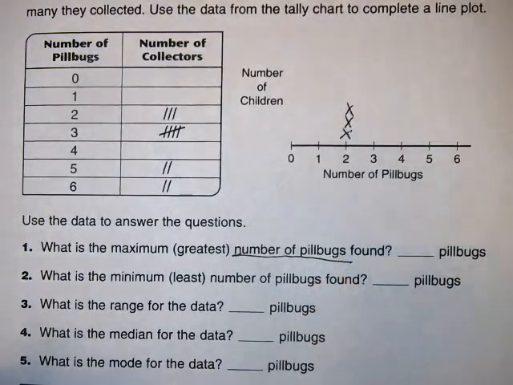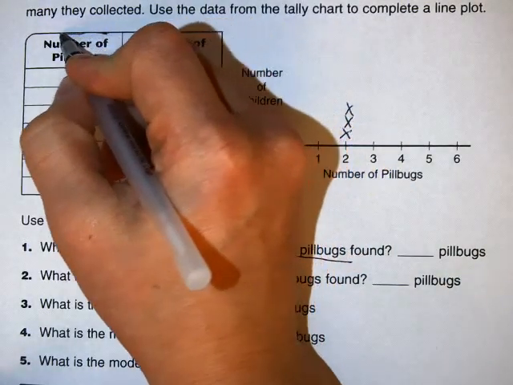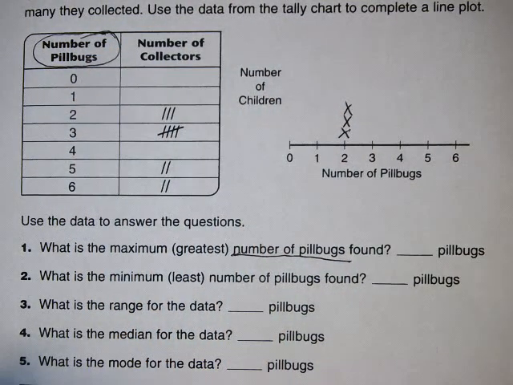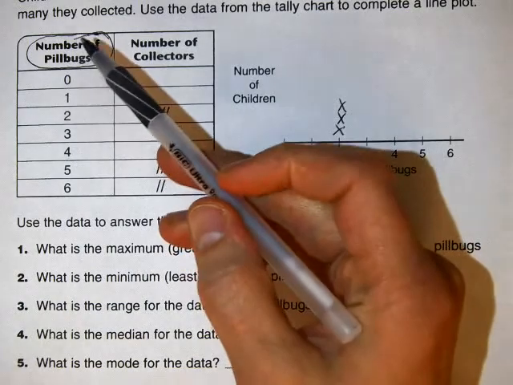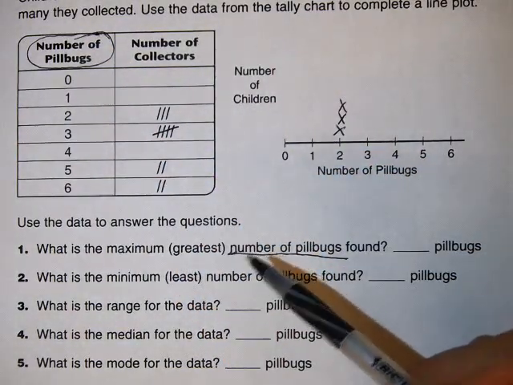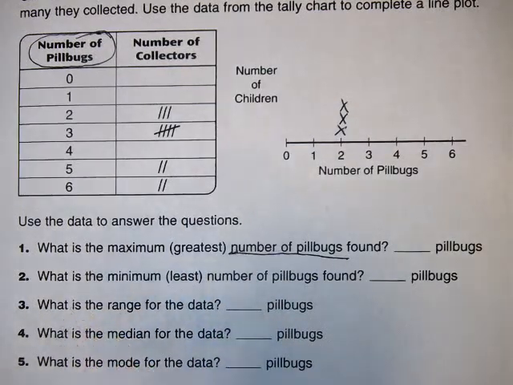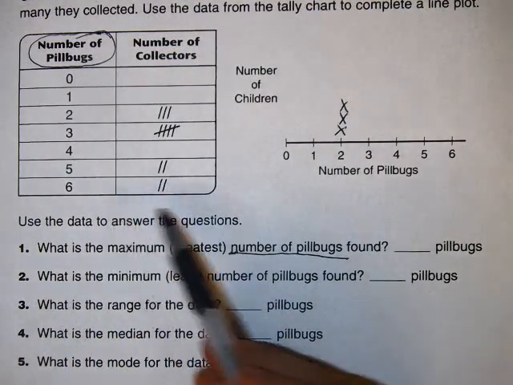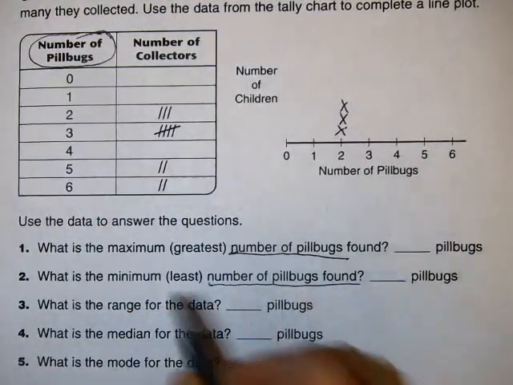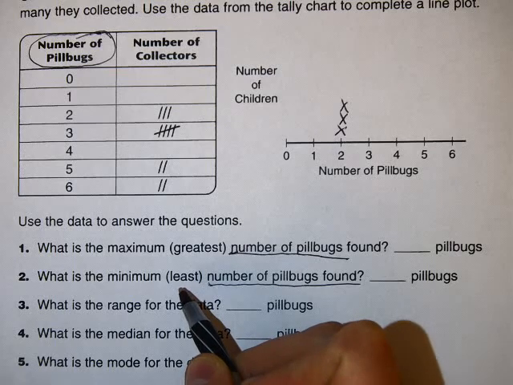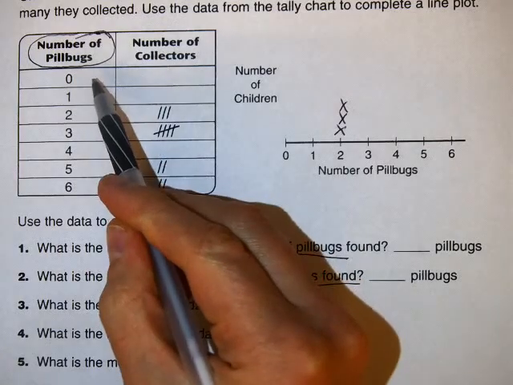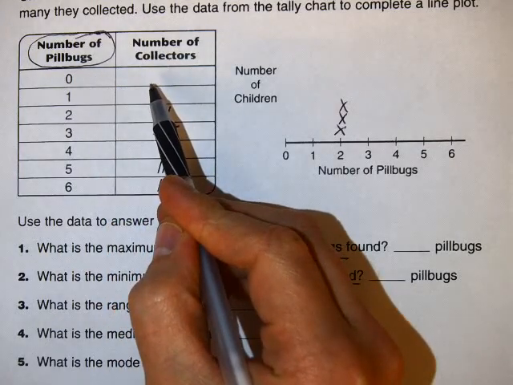Okay, and what is the maximum number of pill bugs? What is the most, the highest number of pill bugs? Okay, what is that going to be? Alright, if you look here, you just find the biggest number that was found. Okay, and the biggest number that would have a mark beside it would be 6. Okay, then you want to know the minimum number of pill bugs, and the minimum means the least, so the smallest. Okay, and it's got to be the number with a mark beside it. So I'll give you a hint, it's not 0, because 0 has no mark beside it.